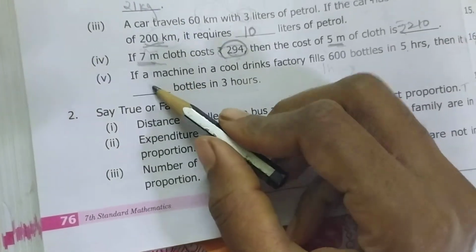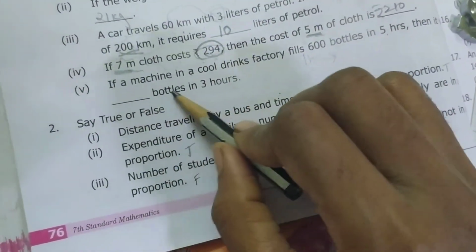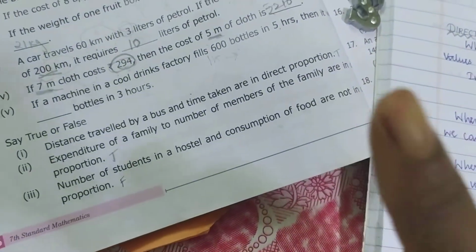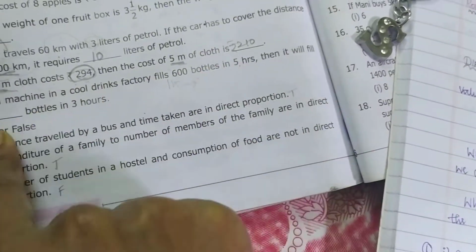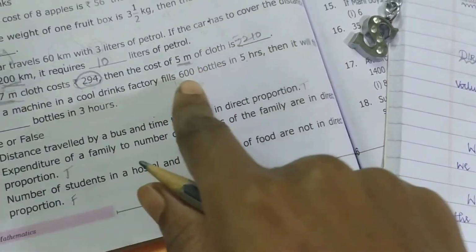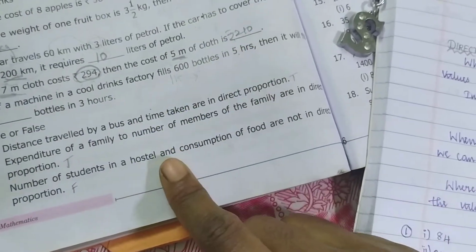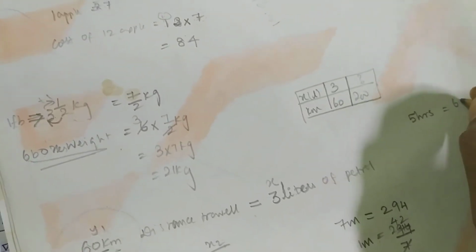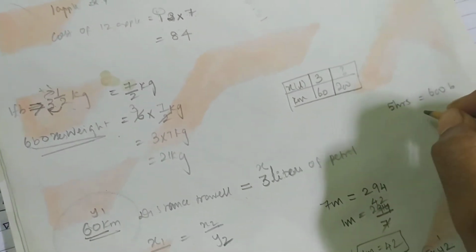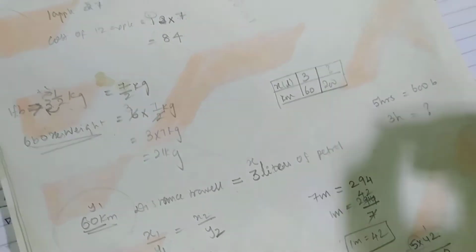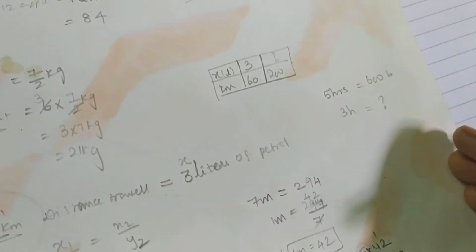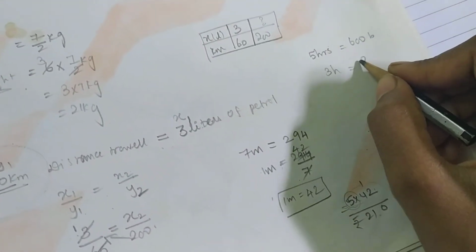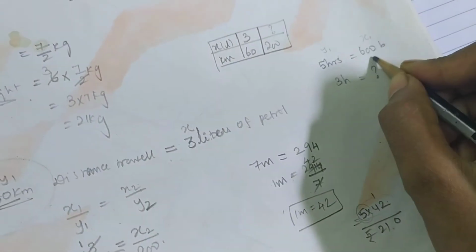So what they mention: if a machine in your cool drinks factory fills 600 bottles in 5 hours, then it will fill dash bottles in 3 hours. It depends upon the time they mention. So for 5 hours you filled 600 bottles. Then what they are asking is, for 3 hours how many bottles are possible? So this is my x1, this is my y1, this is x2, this is y2.